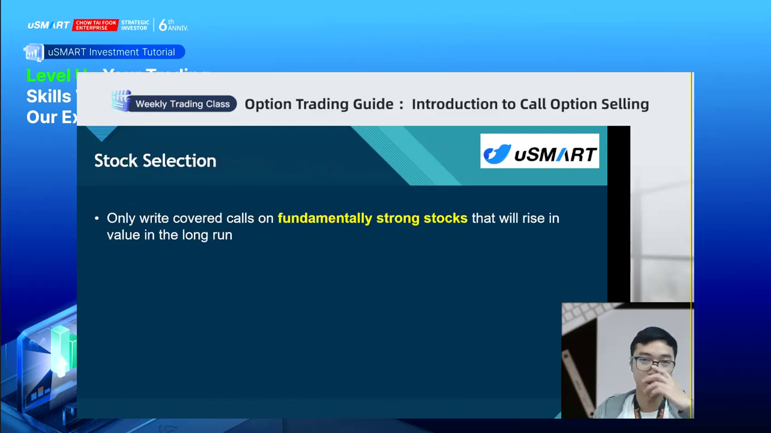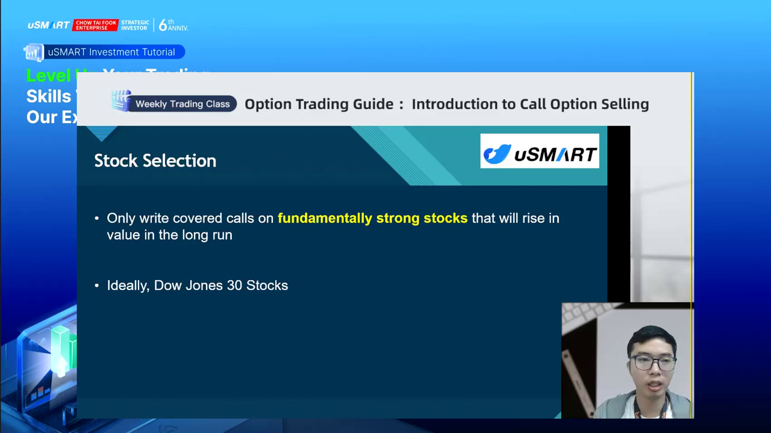As for the stock selection, as I said, we only choose fundamentally strong stocks that will rise in the long run. Ideally, Dow Jones 30 stocks. And why I don't suggest the Nasdaq, it is just my personal view, is because technology stocks can be very cyclical. If you want to consider Dow Jones 30 stocks or index, or maybe an SPX index ETF, it really depends on what you have faith in.